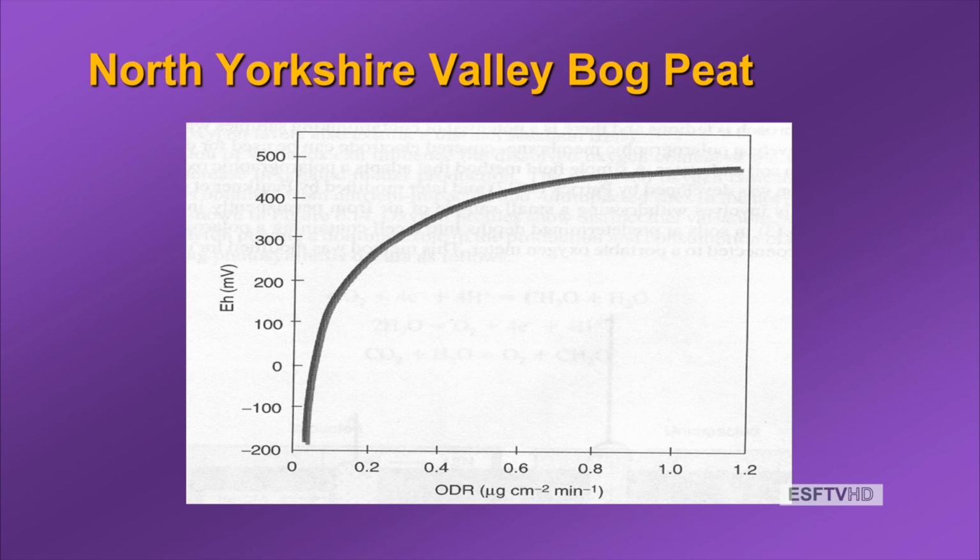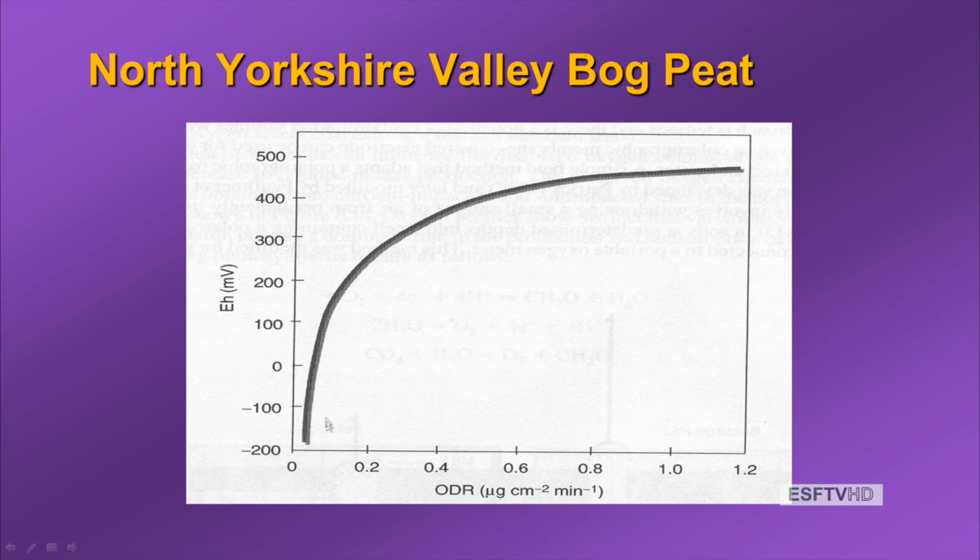Here's some data from the North Yorkshire Valley peat bog, and it shows a very similar thing, with data for EH and ODR. So these things are related. We've measured the aeration and expressed it with several variables: with this potential, EH, with ODR, and we can also express it with total porosity. As you might expect, all these things flow together. If you look at EH and the oxygen diffusion rate, they're pretty highly correlated.